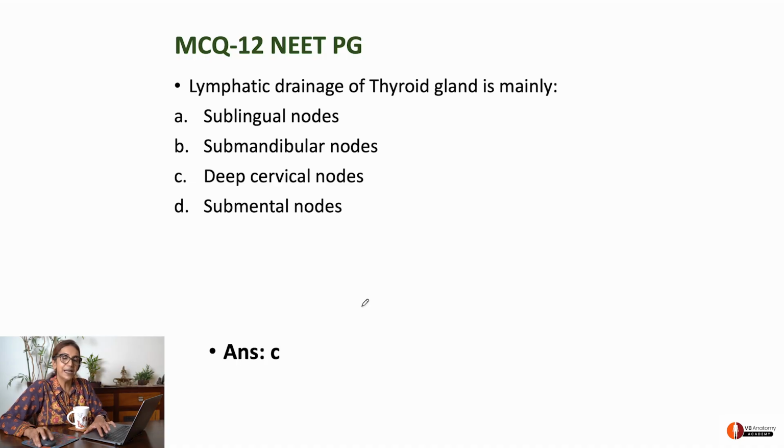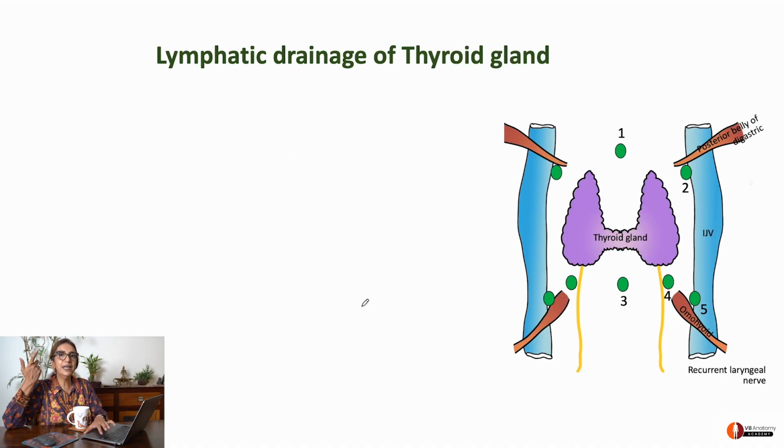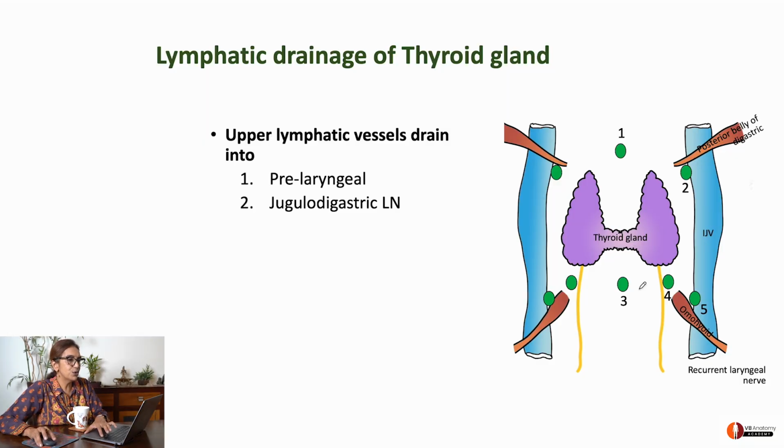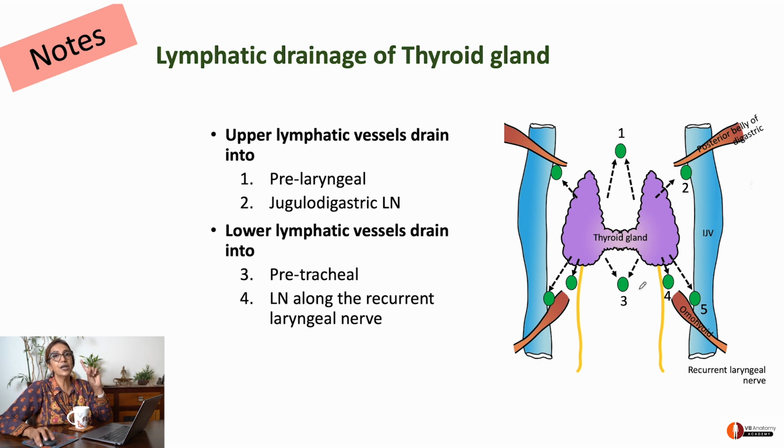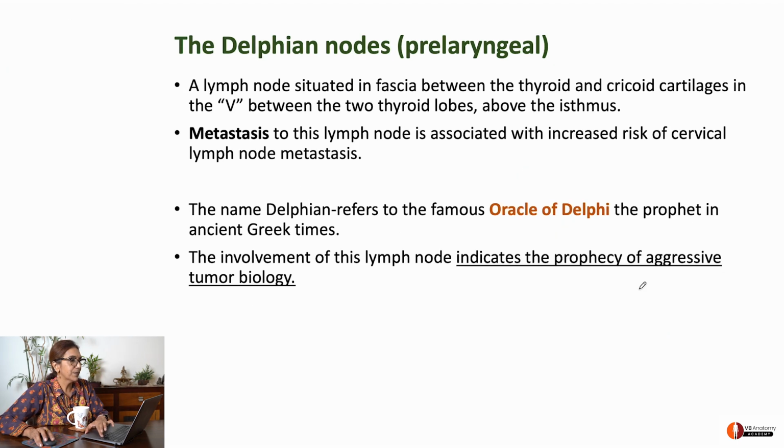Option C. Yes. Let's understand quickly the lymphatic drainage of thyroid gland. This is your thyroid gland. When it drains upwards, it goes to prelaryngeal lymph nodes and jugulo-digastric lymph nodes, deep cervical. When it drains downwards, it goes to pretracheal lymph nodes and to lymph nodes along the recurrent laryngeal nerve. This is lymphatic drainage in one shot.